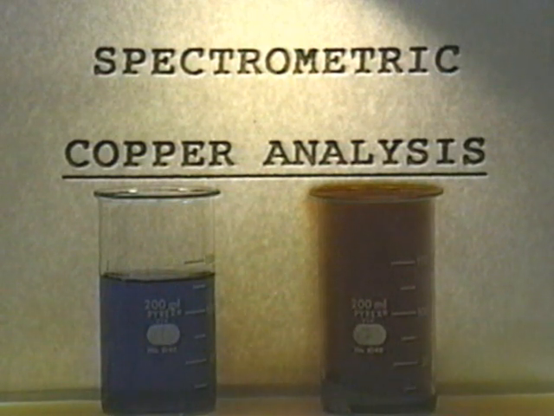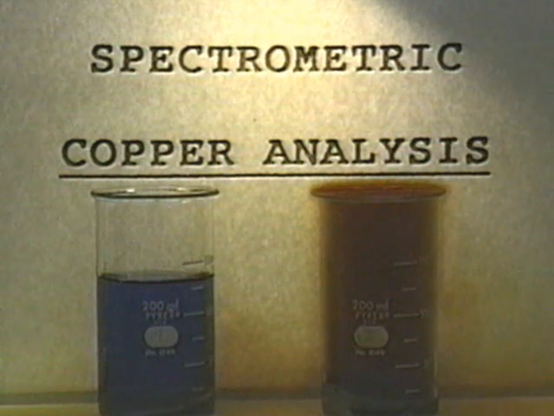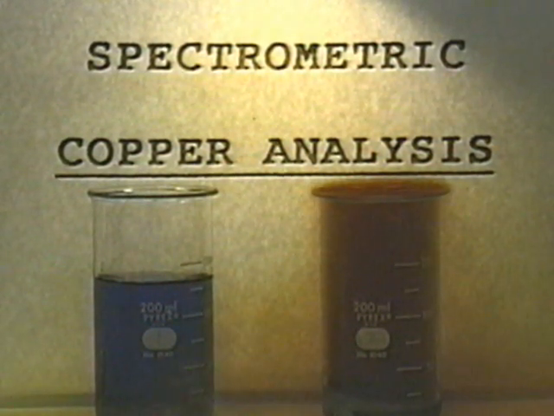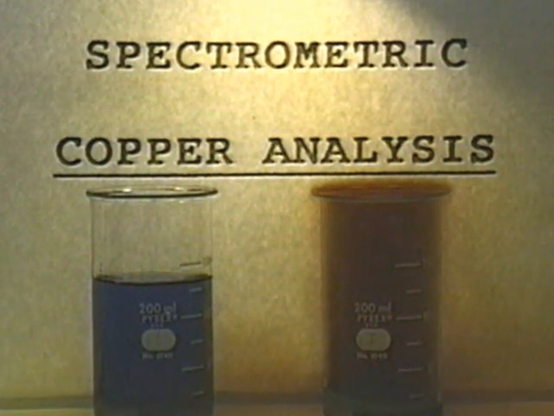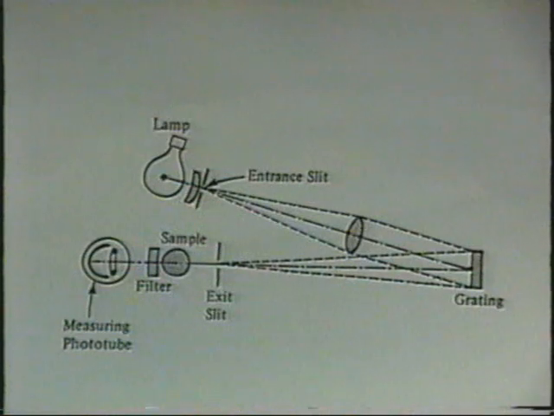Well, hello again. Today you'll be doing a spectrometric analysis for copper. In doing this, you'll use a lot of the techniques you learned earlier, so let's review those. Today's analysis will be made using a spectrophotometer. A schematic diagram of this instrument is shown here.